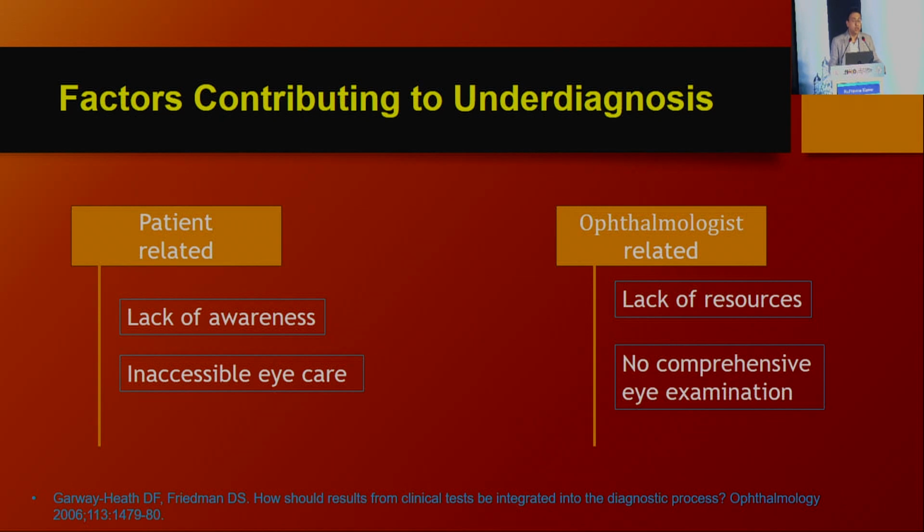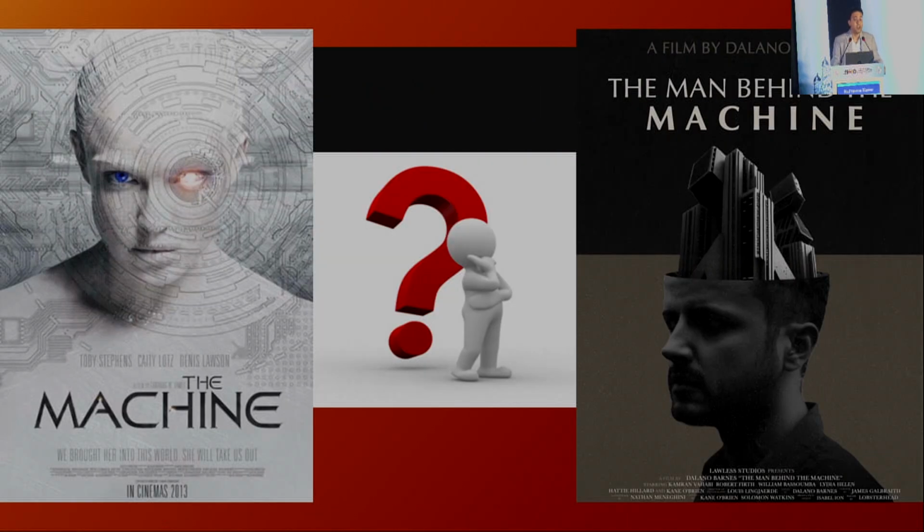What are the factors contributing to underdiagnosis? It is patient-related, like lack of awareness and inaccessibility to health facilities, and also ophthalmologist-related, like lack of resources. So many clinics are running without a tonometer, and in a busy OPD, it is sometimes difficult to do a comprehensive eye examination. So finally, who is responsible? Either the machine or the man behind the machine. In this instruction course, I will be discussing this.